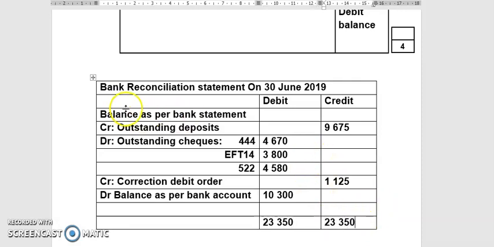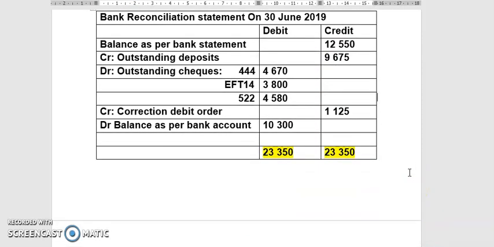23,350. So which means the balances per bank statement is going to be a credit. Take 23,350 minus it from the remaining credit. So 23,350 minus 1125 minus 9675, and we will end up with a balance as per bank statement of 12,550. That's it. Done. Finished. I hope you guys understood. Yep, that's it. Not too bad.